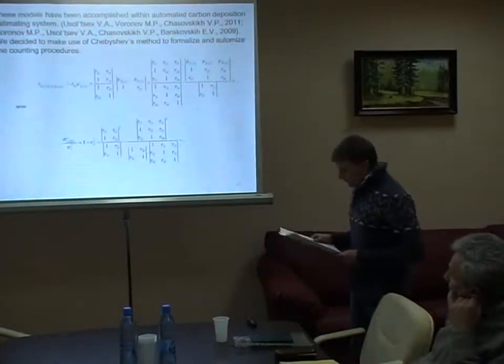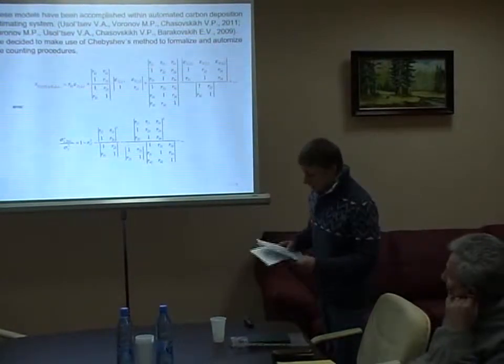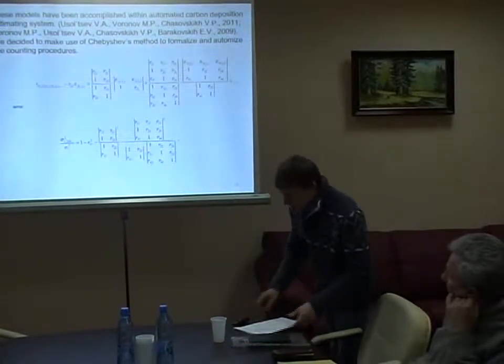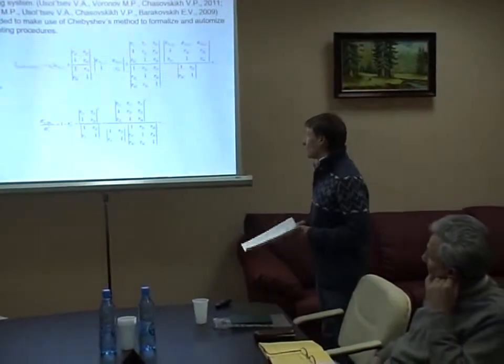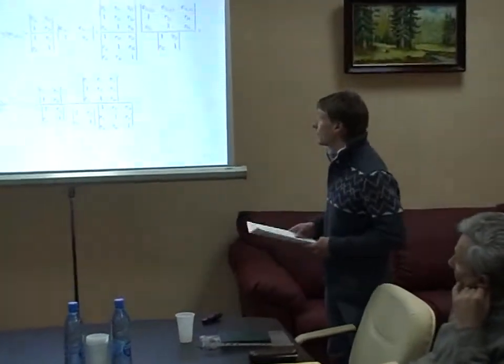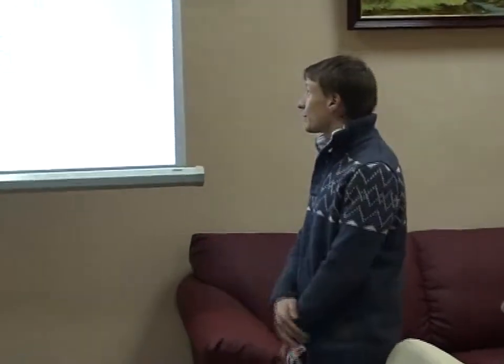These models have been accomplished within an automated carbon deposition information system. There are publications on it, and we decided to make use of Chebyshev's method to formalize and automate the counting procedures. The general view of Chebyshev's equation is shown on this sheet.